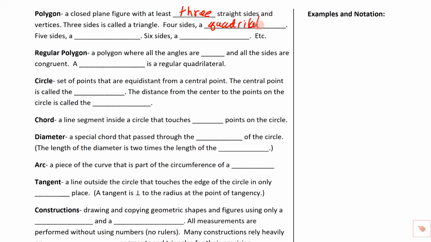Quadrilateral. Okay. If it's got 5 sides, then it's called a pentagon. If it's got 6 sides, then it's called a hexagon. And you might know some of the others when it continues on. So 7 sides, heptagon, 8 sides, octagon, and so forth.